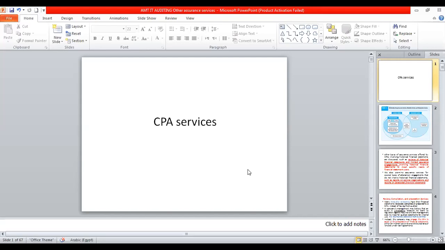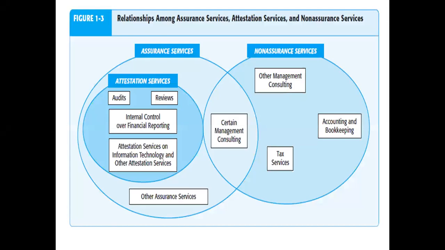As you know, we have many services provided by the CPA firm or external auditor, which are classified in two categories: assurance services and non-assurance services. I will first explain our plan for the current and the following lectures. I will talk about certain services provided by the CPA firm, in particular review of historical financial statements and examination of forecasted or projected financial statements.